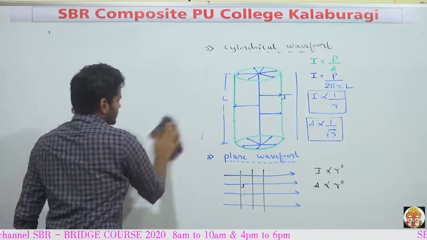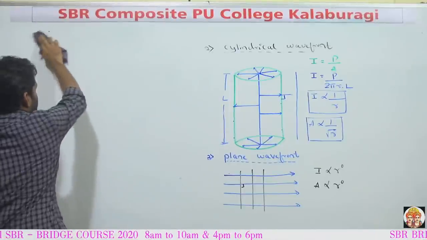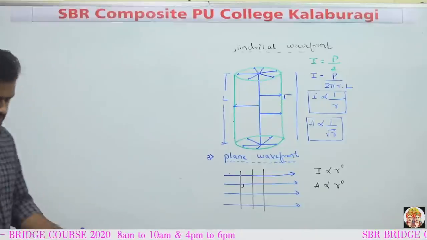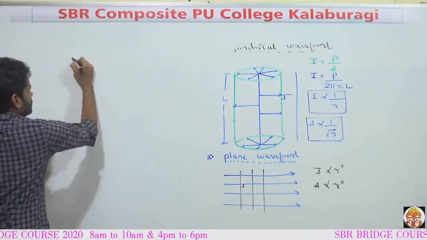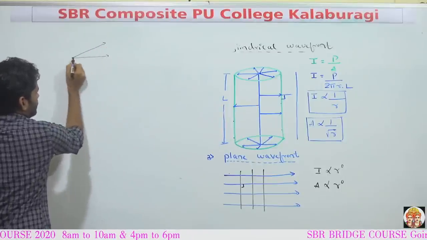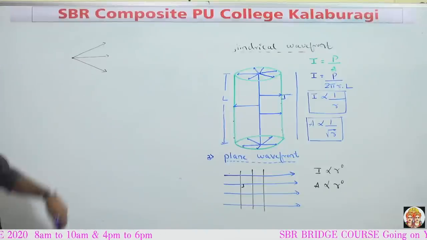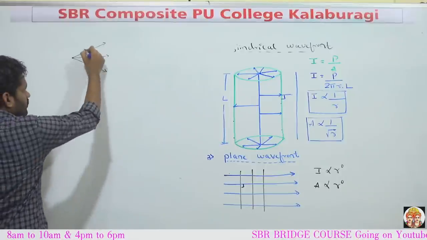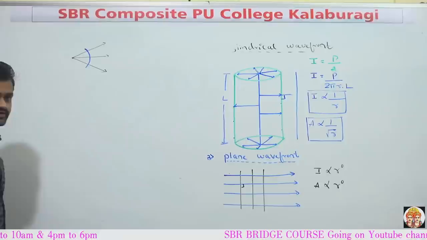Next, diagrammatic representation of ray and wavefront. See, this one is what? These are rays of light. For these rays of light, I have to draw a wavefront. This is a wavefront. This way.